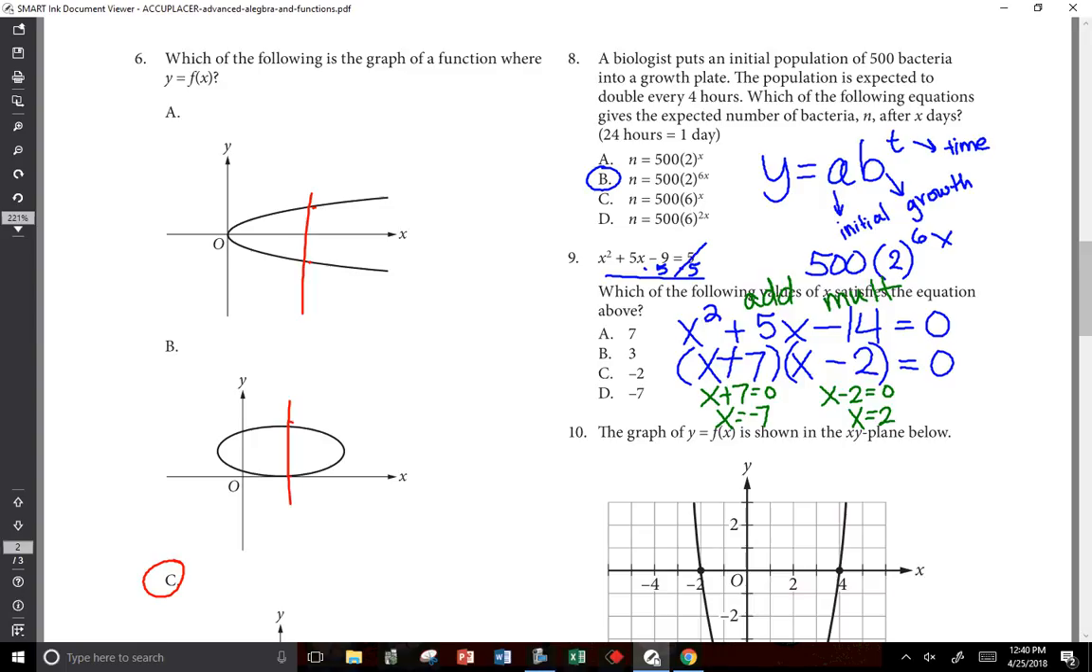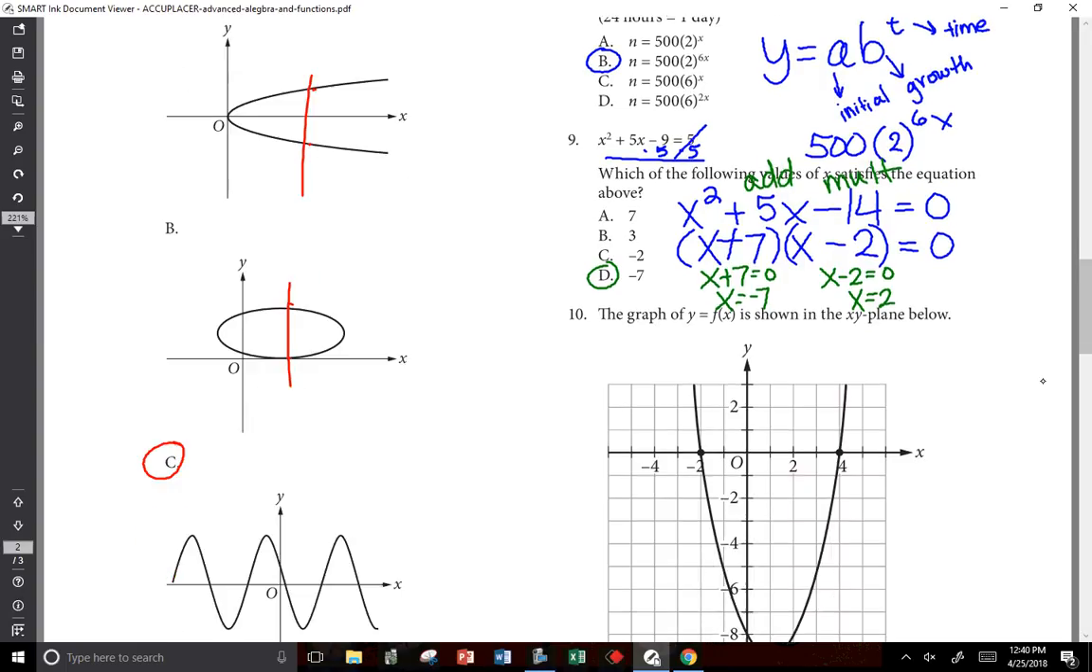Okay, the graph of f of x is shown in the xy plane below. Which of the following equations could define f of x? How are we going to do this? You look at the x-intercepts and the apex, and there's like 4 and negative 2, so you put that somewhere. It's C, isn't it? You plug it in your calculator. What if you don't have a graphing calculator?